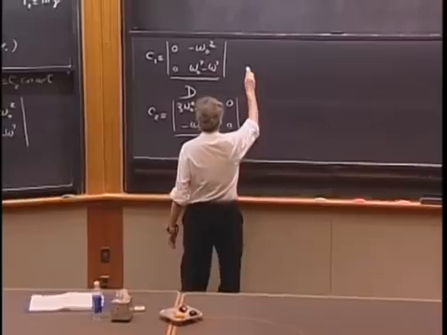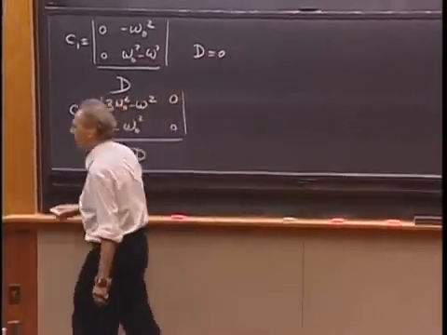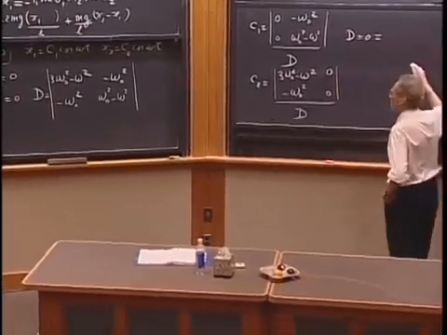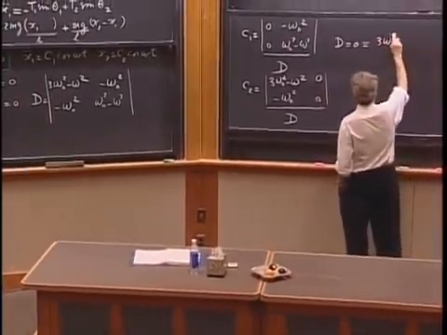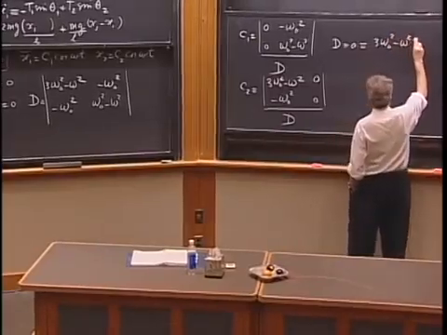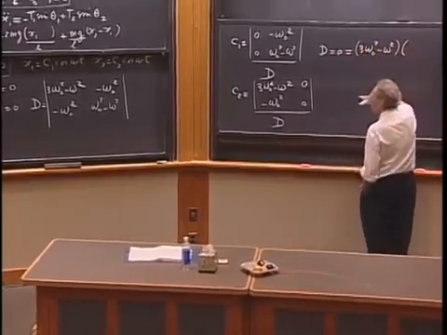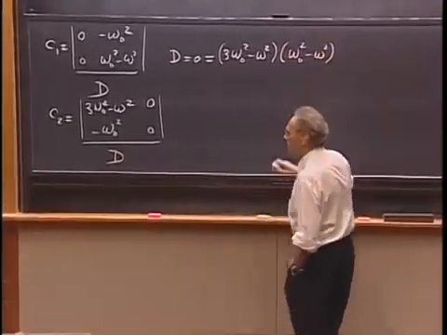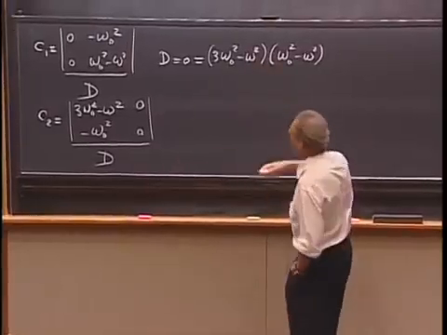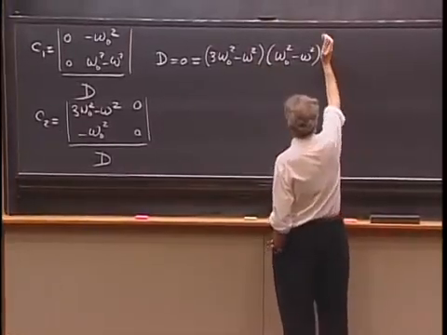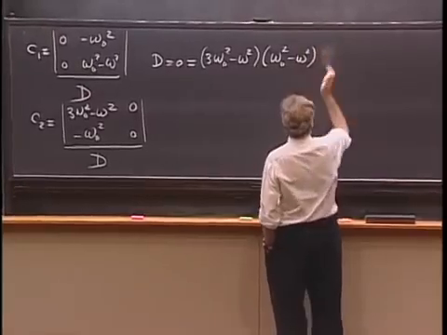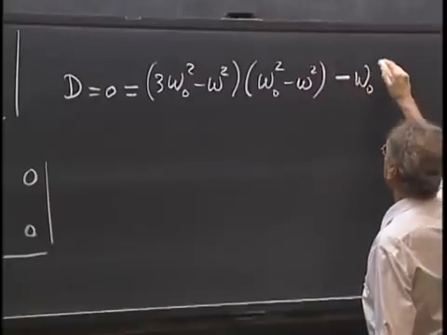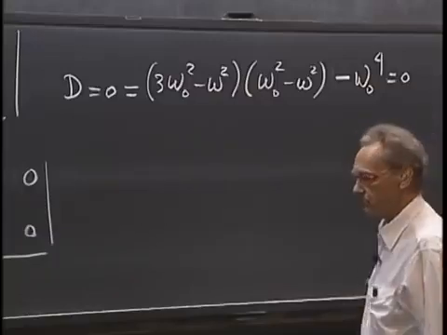So when we make D equal 0, we do get that the determinant of that matrix becomes (3 omega 0 squared minus omega squared) times (omega 0 squared minus omega squared), and then minus the product, that becomes a minus, because minus minus is already plus, so I get minus omega 0 to the 4th equals 0.